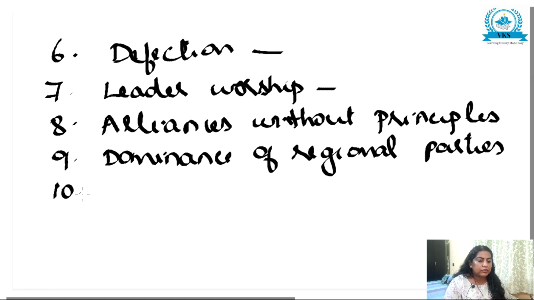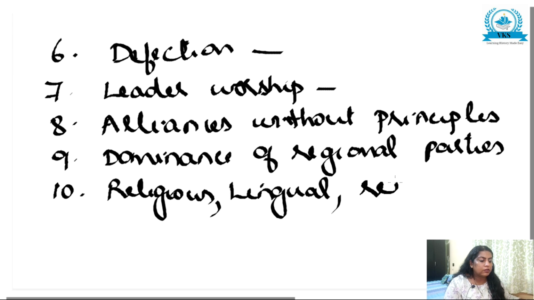Next one, the tenth, is religion, language, and regionalism. In spite of the rules of the Election Commission, the basis of some political parties in India is religion, language, regionalism and the like, but actually it is against the rules. So even though rules are there, the basis of some political parties in our country is either religion or language or regionalism.